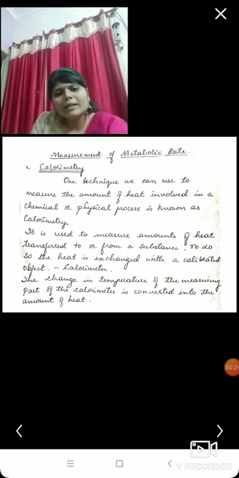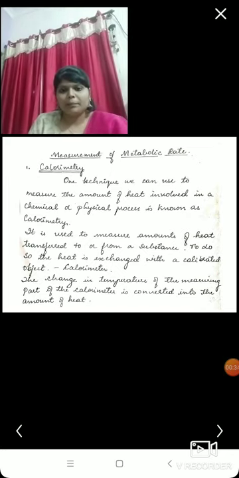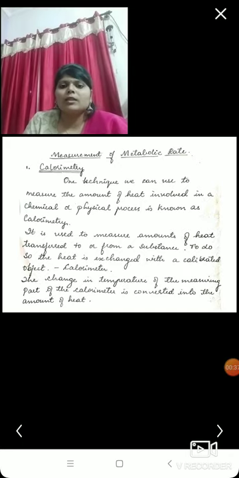Calorimetry. One technique we can use to measure the amount of heat evolved in a chemical or a physical process is known as calorimetry. It is used to measure the amounts of heat transferred to or from a substance. To do so, the heat is exchanged with a calibrated object, a calorimeter. The change in temperature of the measuring part of the calorimeter is converted into the amount of heat.